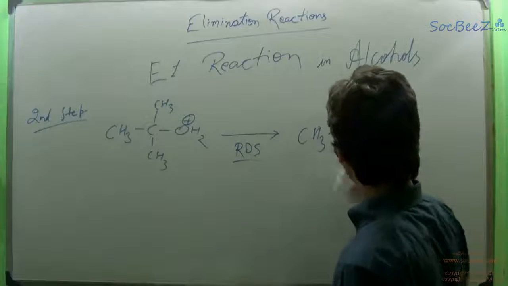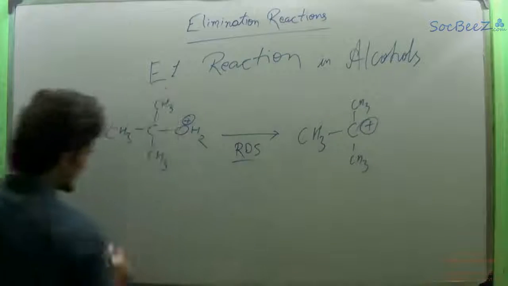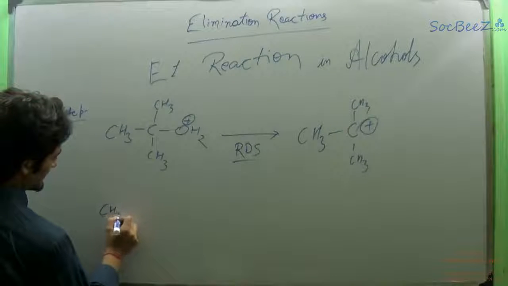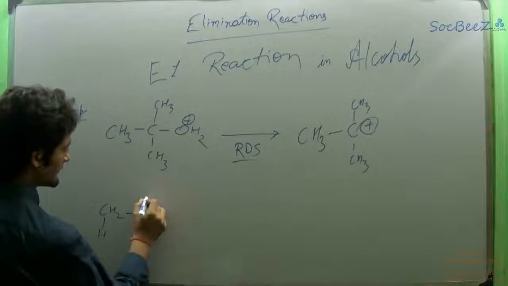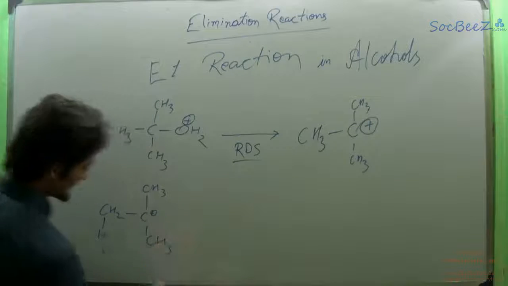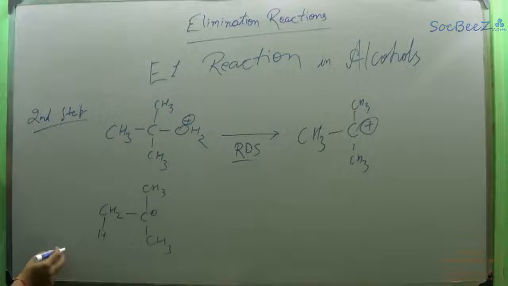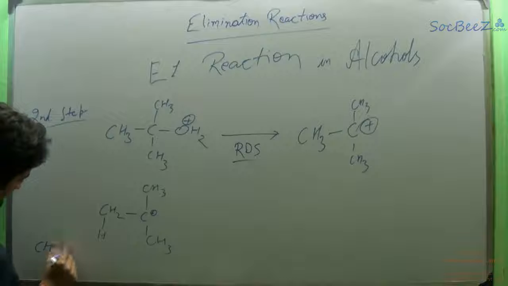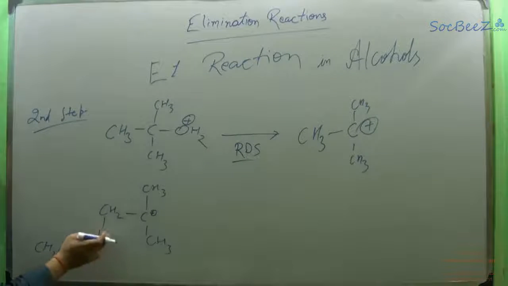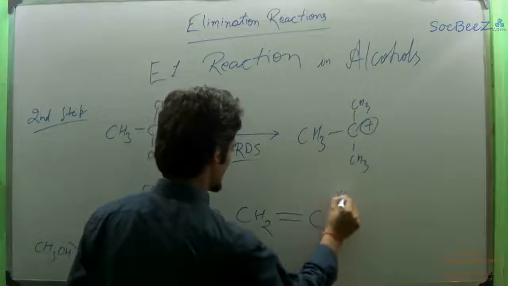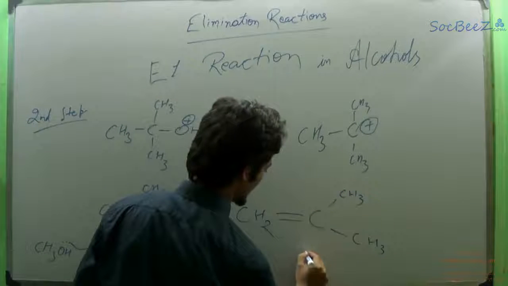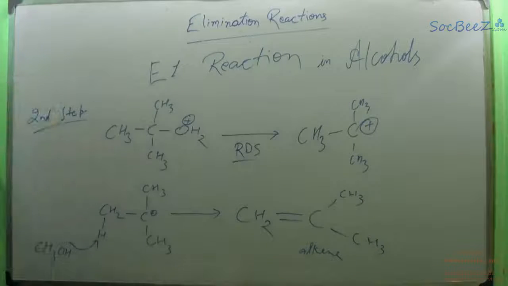CH3. A carbocation is formed here, and this carbocation can undergo further elimination by giving up a proton. Let's say if we have something in the mixture, for example a base, CH3OH, let's say, it can eliminate this proton, thus giving us a very stable alkene. Okay, so this is the mechanism.